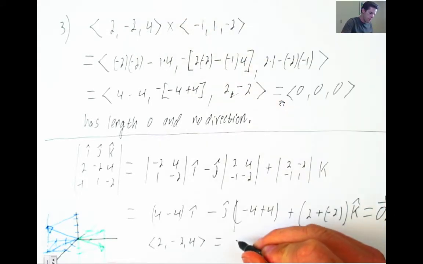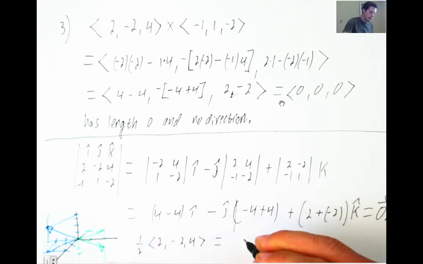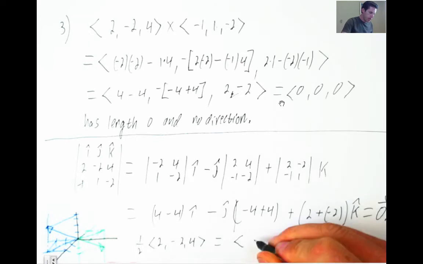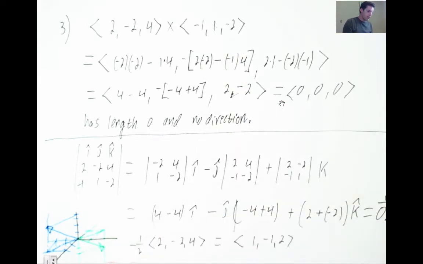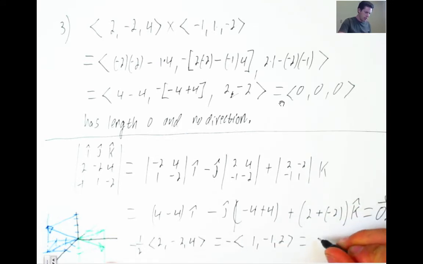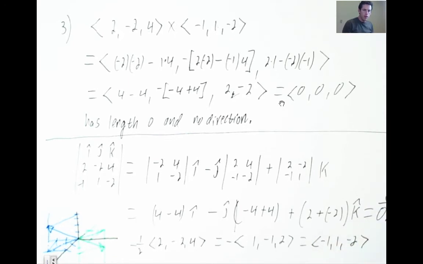So this is, let me put it this way, 1/2 of that is 1/2 of 2, negative 2, 4 is 1, negative 1, 2, which is almost that. So negative 1/2 of the first vector is, put that negative sign in there, negative 1, 1, negative 2. I see. So these two vectors were pointing in the same direction secretly from the beginning.